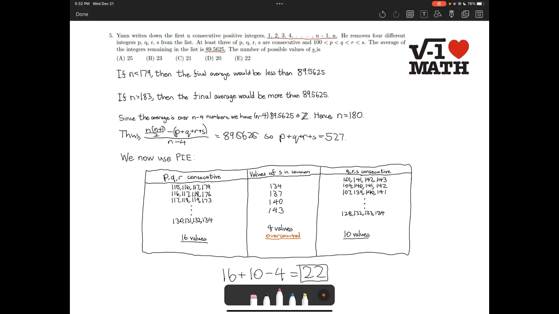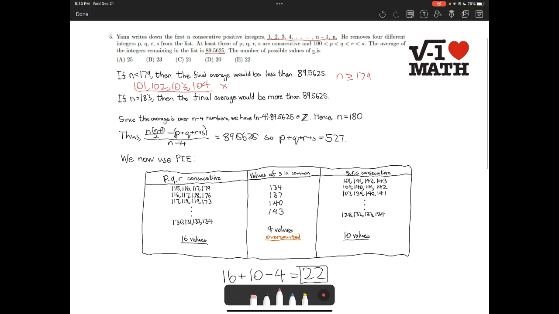So first we get bounds on n. If n is less than 179, then we can't have an average that would be at least 89.5625 after removing the 4 integers. To clarify this, this is the thing that we could remove to least affect the average. However, for n less than 179, these 4 numbers don't work. So n is greater than or equal to 179.